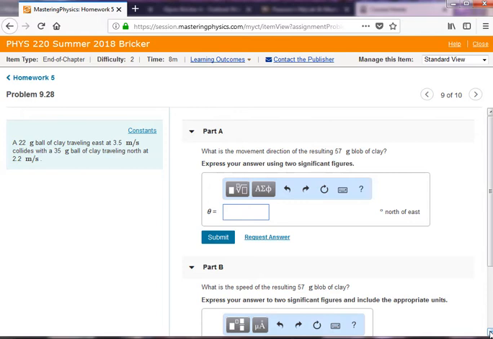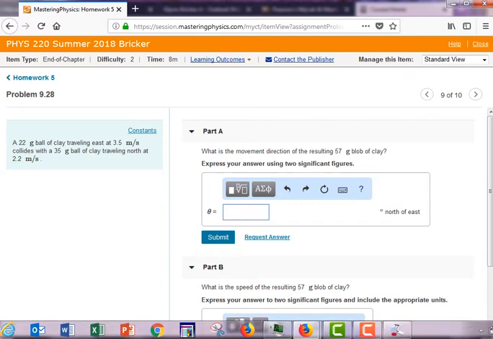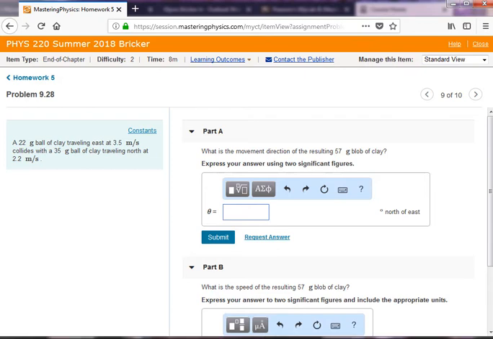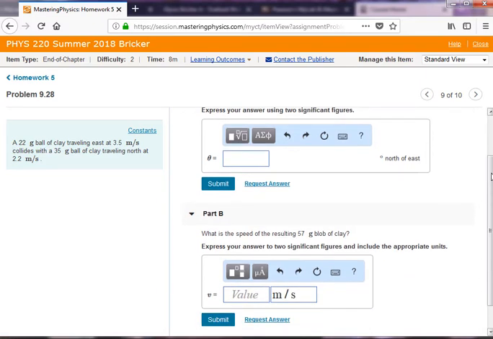east at 3.5 meters per second, collides with a 35-gram ball of clay traveling north. Okay, so this is a two-dimensional collision. It's a little different than what we've done before. What is the movement direction of the resulting blob of clay, the direction that it travels? And then also, part B, what is the speed of the resulting blob of clay? Okay, so it's actually easier probably to get part B and then work backwards to get part A.